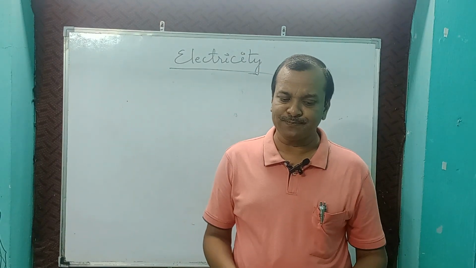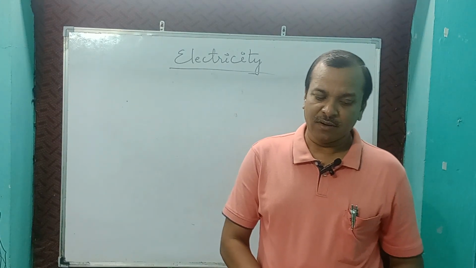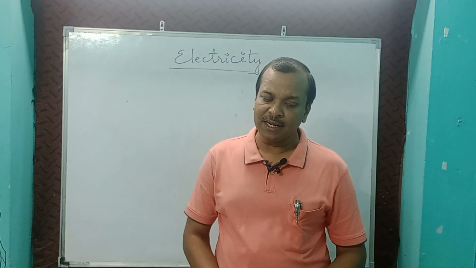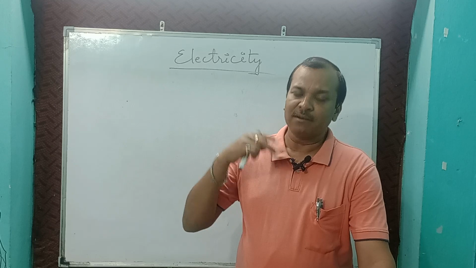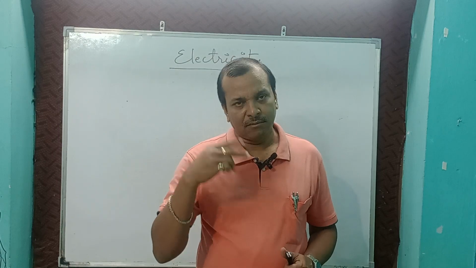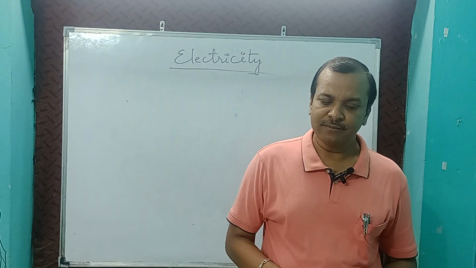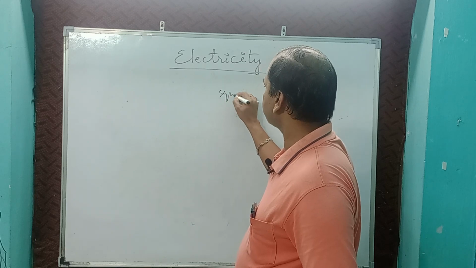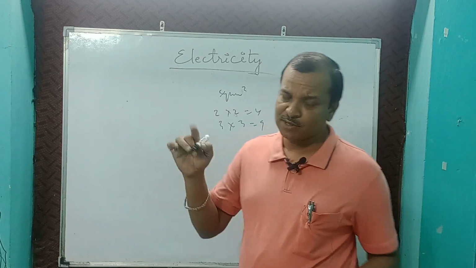The heat produced in a resistor is directly proportional to the square of the current for a given resistor. It means if we double the current, heat becomes 4 times. If the current is 3 times, then the heat will be 9 times, because it is a square. 2 times means 2 2s are 4. 3 times means 3 3s are 9. This type of question will come.